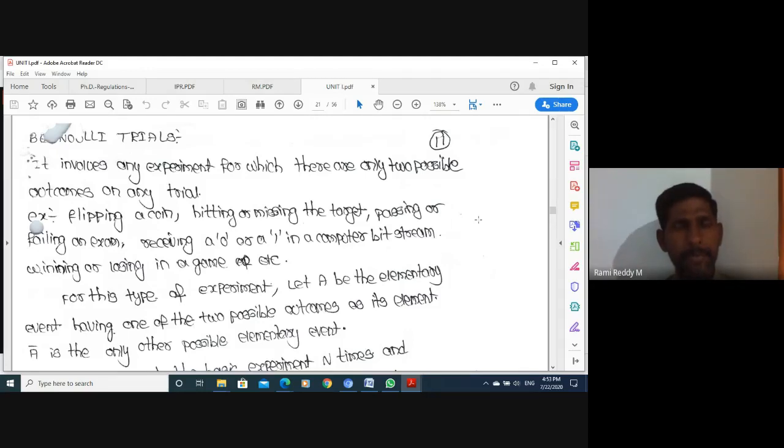Examples: tossing a coin, passing or failing an exam, receiving bit 0 or bit 1 in a computer bit stream, winning or losing a game, hitting or missing the target, etc. For such type of experiment, let A be the elementary event having one of the two possible outcomes as its elements. A bar is the only other possible elementary event.